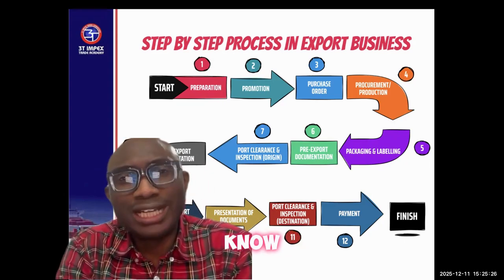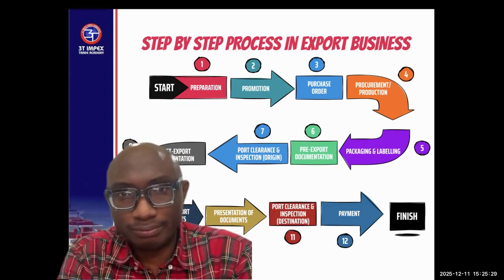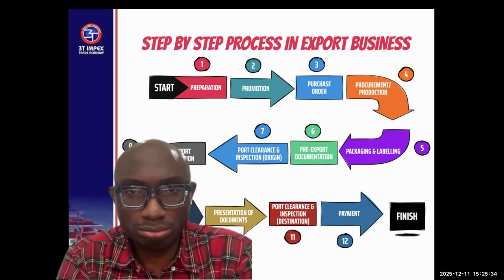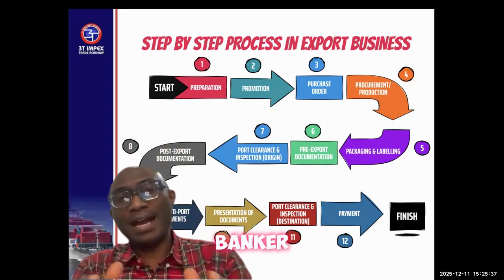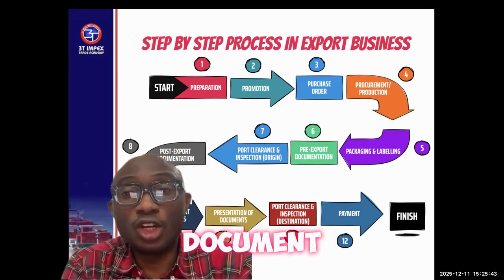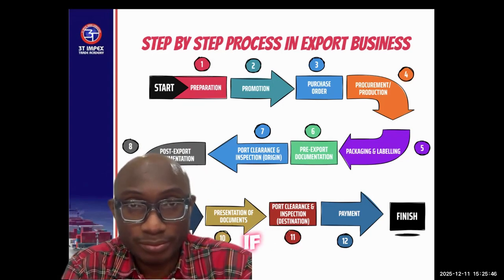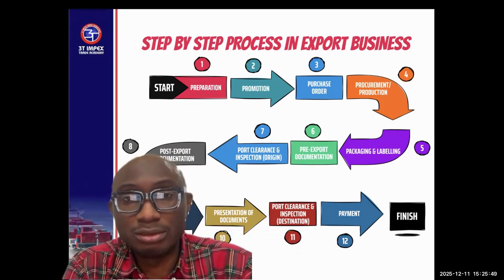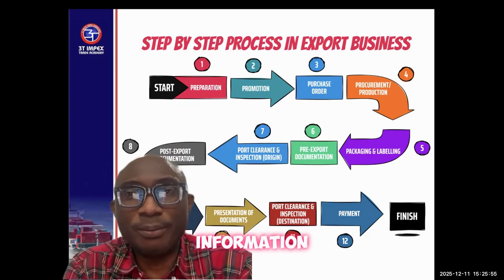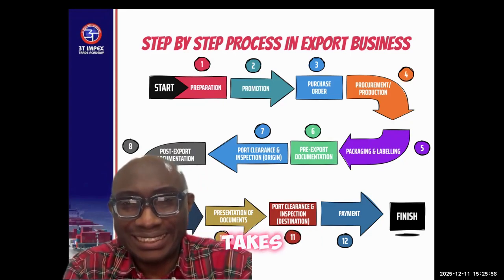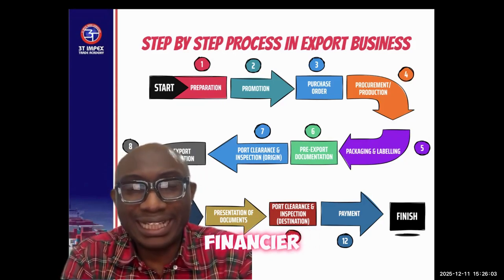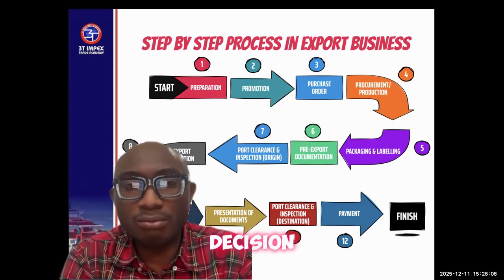It helps the financier to know the likely problem that this transaction can encounter in the course of execution. It helps the banker or financier to know the paperwork, the documentation, to even know if the document is available locally, if it can be obtained. The purchase order or the sales contract provides a lot of information that helps the financier take an informed decision.